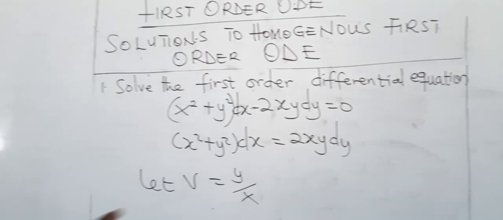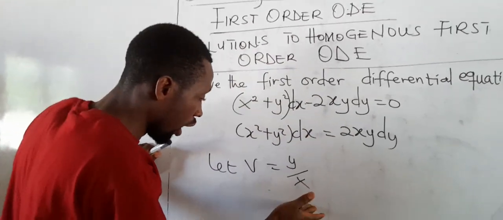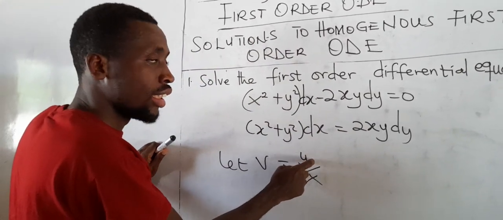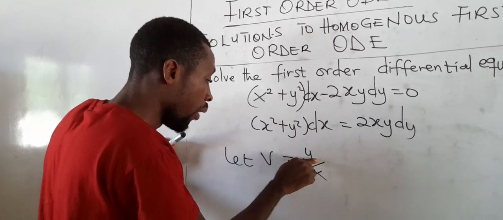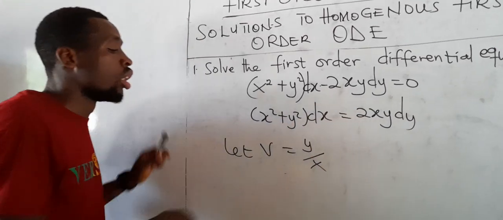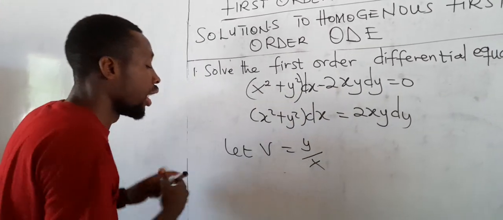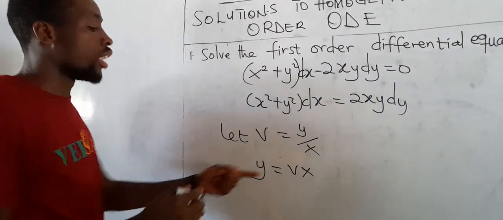So after you let v be equal to y over x, that's the dependent over the independent, we are going to change the subject of this equation from the dependent to vanish. We'll let it go away. So we are going to make the dependent the subject. So y will be equal to vx.